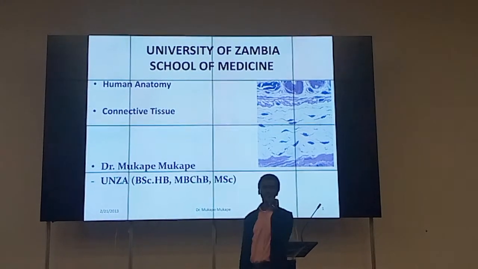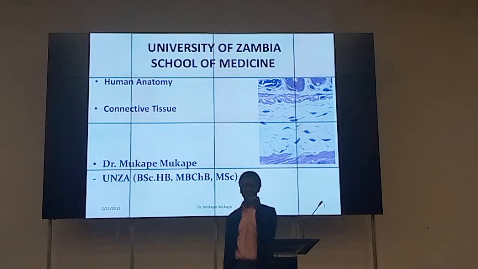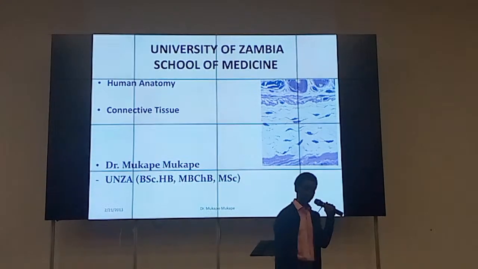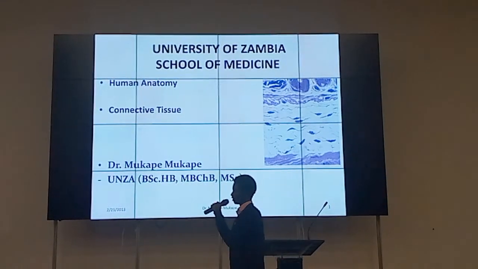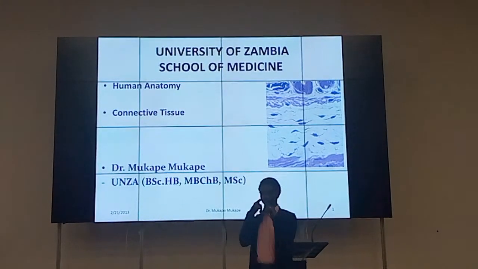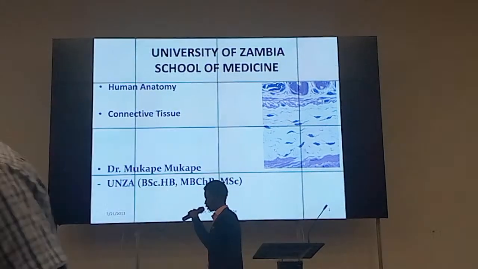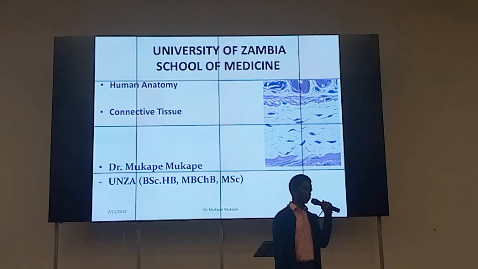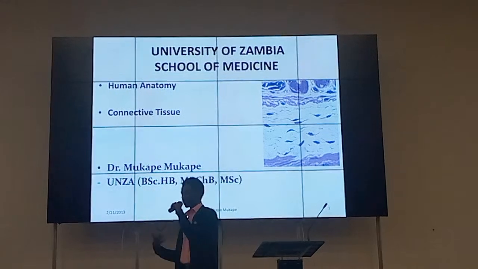We know inflammation. Anyone who can define? We have never come across inflammation? Okay, we'll leave it there. Basically, inflammation is a defensive mechanism to an insult. Of course, not the insult that you may think of, but an insult to your body.